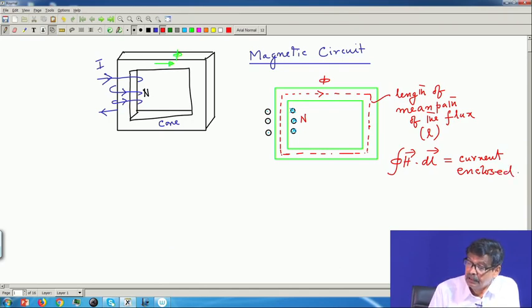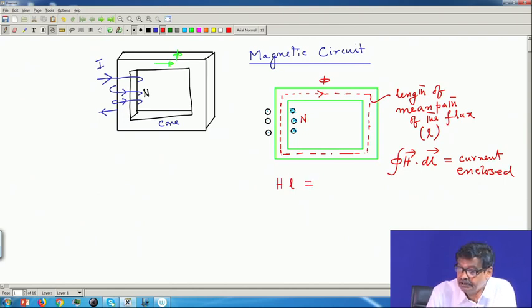In this case, the direction of H and L are the same. Therefore, what will come out is H into L, that dot product, because the direction of H and L as I move are the same. Direction of H, direction of B, direction of phi, they are all the same, and also the length is like that. H dot dl, meaning H into L, should be equal to the current enclosed.